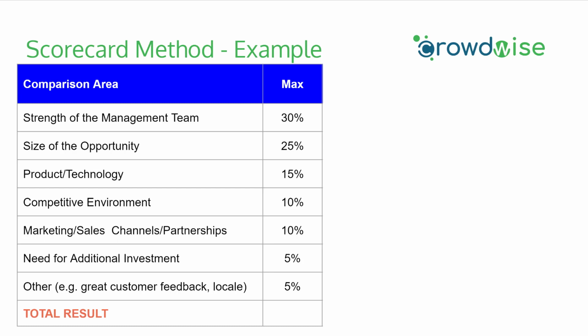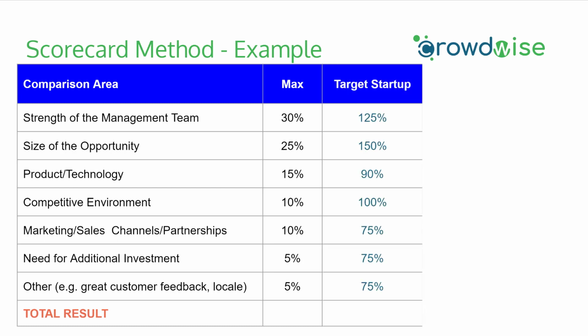Here's all the areas that we showed previously. Let's assume you're looking at a startup and you determine that compared to a comparison group, it has a very strong management team, so you give it 125%, a huge potential market opportunity, 150%, but then some of the other areas might be lacking. Product technology is a little below average, marketing sales channels, perhaps you see the need for a lot of additional investment in the future and you might get diluted, and then maybe the customer feedback hasn't been too great so far. So those all get below average.